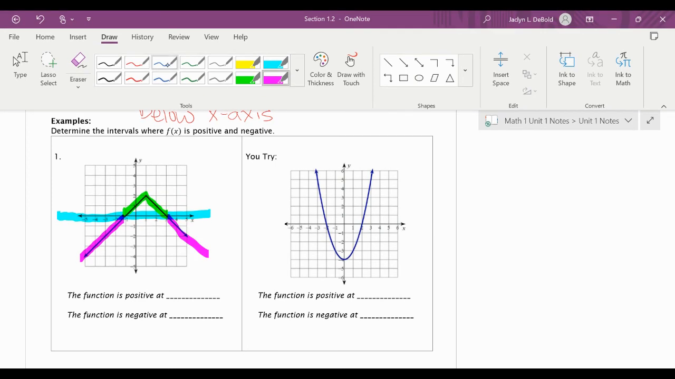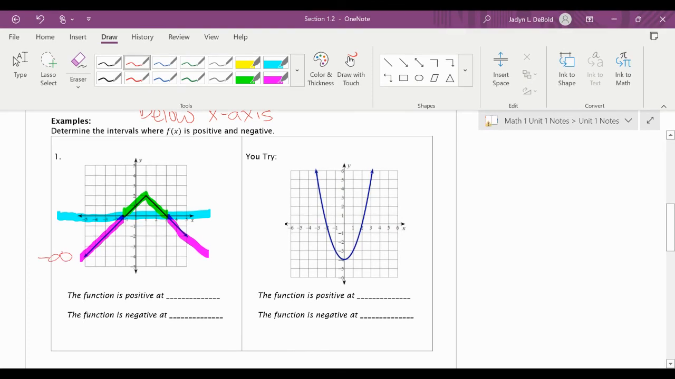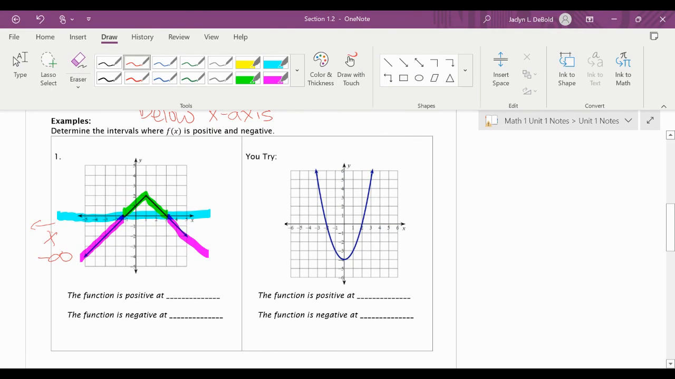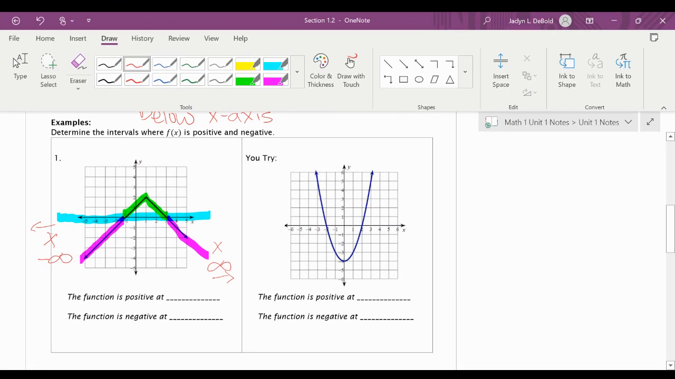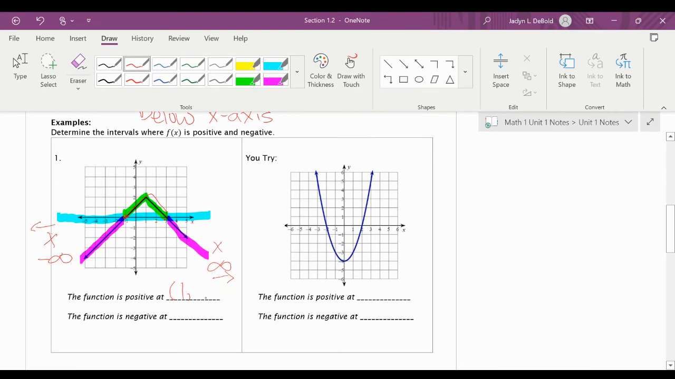Anything that's an arrow, if it goes to the left, it goes to negative infinity because we're describing our x values. And if it goes to the right, describing with our x values, it's going to positive infinity. So the function is positive. You can see it starts at 1 to 3. I'm going to use a parenthesis.